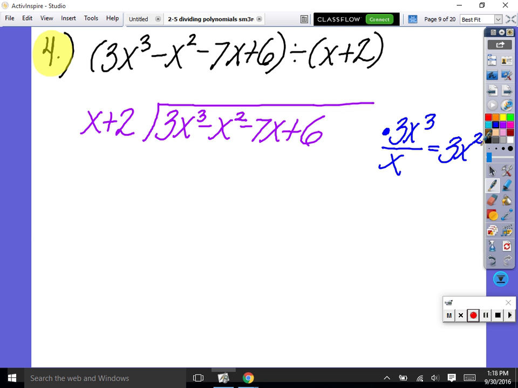3x squared. That's what goes on top. I'm going to line it up with my x squared just to keep my work nice and pretty. So we have 3x squared. Is everybody good up to there?